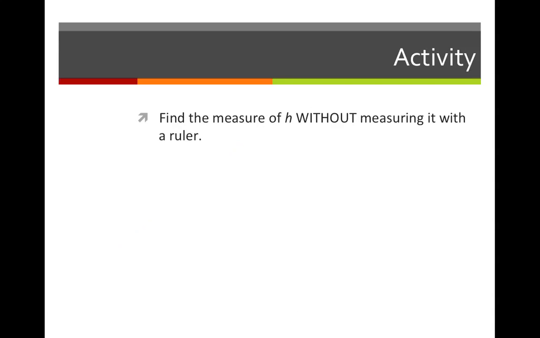Okay, so the next thing I want you to do is figure out what the measure of H is without measuring it. If you actually used a protractor to measure your angle, then try to figure out what H is with your particular angle. If you did not have a protractor, then go ahead and figure out what it would be using the 40-degree angle that I used. Take a minute and see if you can figure out what H would be for your triangle.